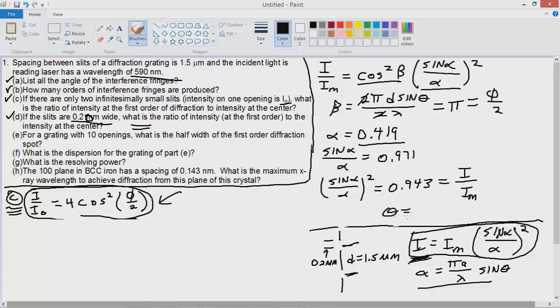Remembering we're at the first order of diffraction, 23.2 degrees. Also, be careful here. You've got to set your calculator to radian mode for this. Don't forget to do that. We've been working in degrees, so radian mode here, degree mode here.